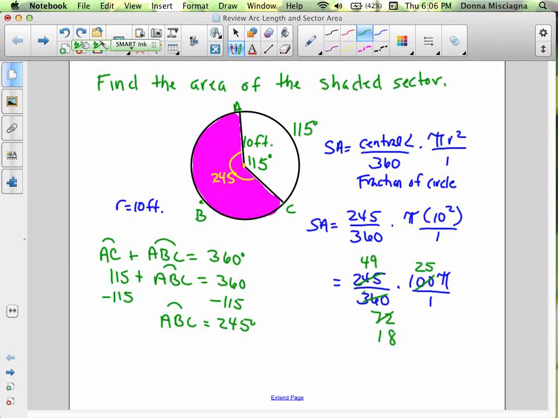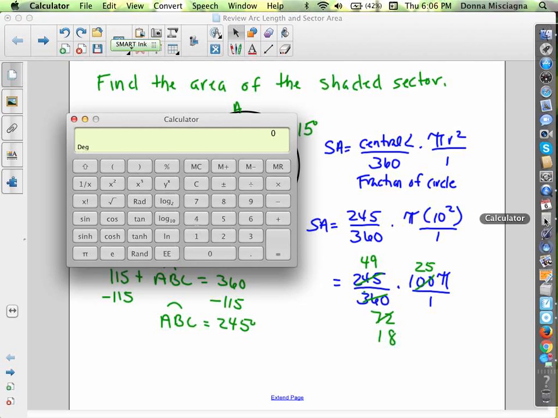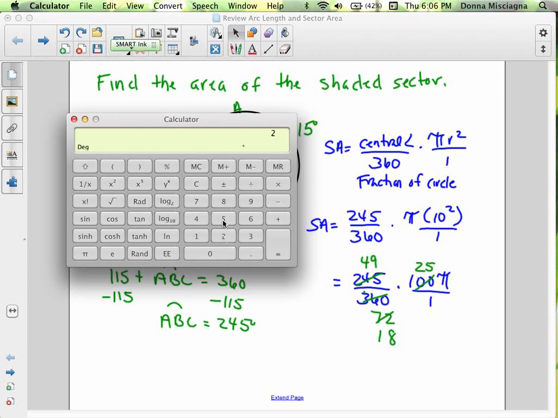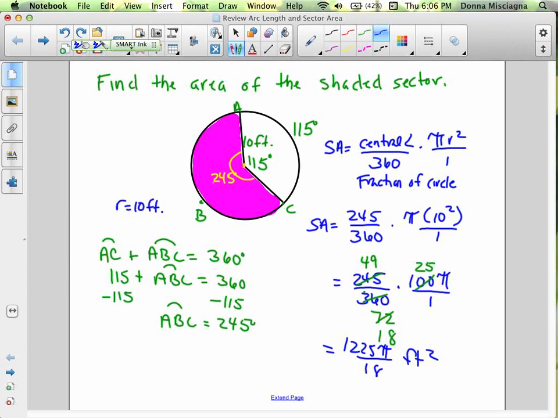So let's just multiply. And I'm going to grab a calculator out, and I'll just pull the one off to the side here. All right, so we have 49 times 25. That's going to be 1,225 pi divided by 18. You'd think that would reduce, but it doesn't. And that is feet squared. And there we go. There's our answer.